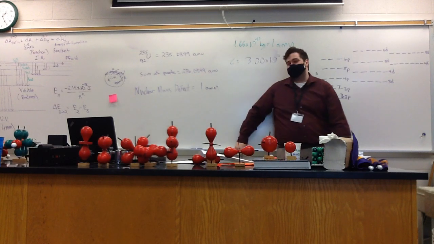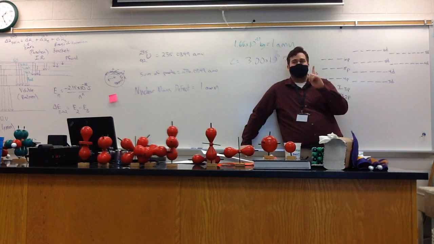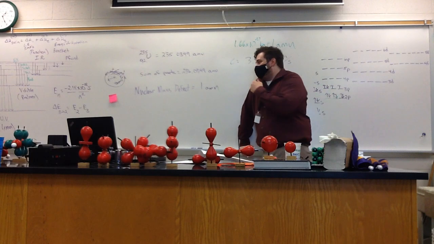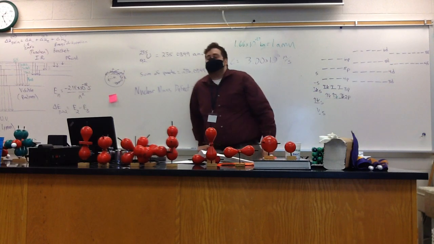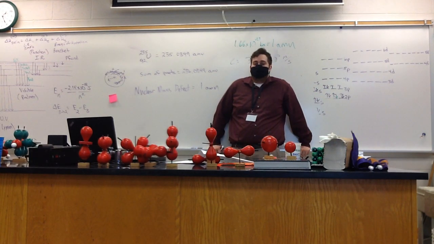236.0349 minus 235.0349 equals 1 AMU. Right? So how do we find the energy of this nuclear mass defect, the nuclear binding energy here?